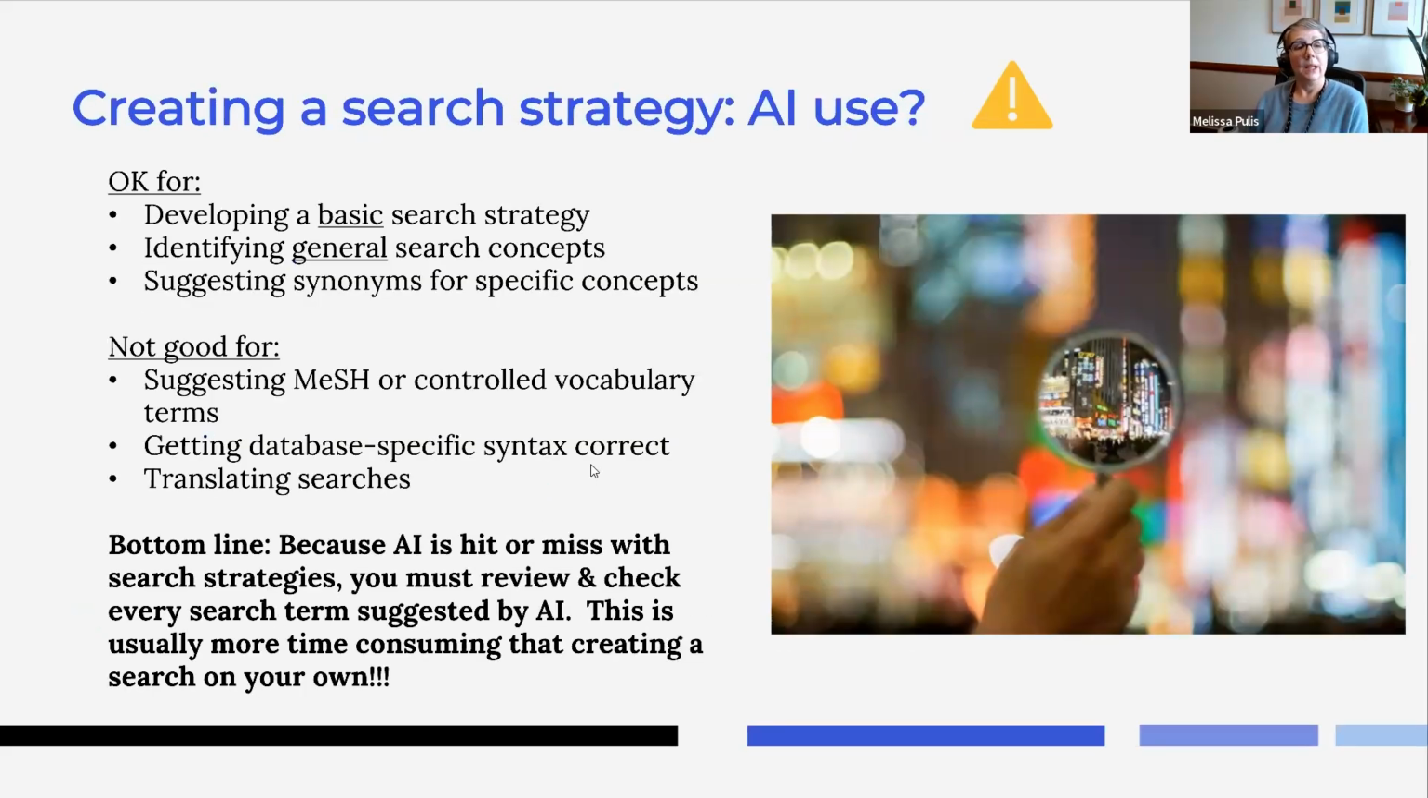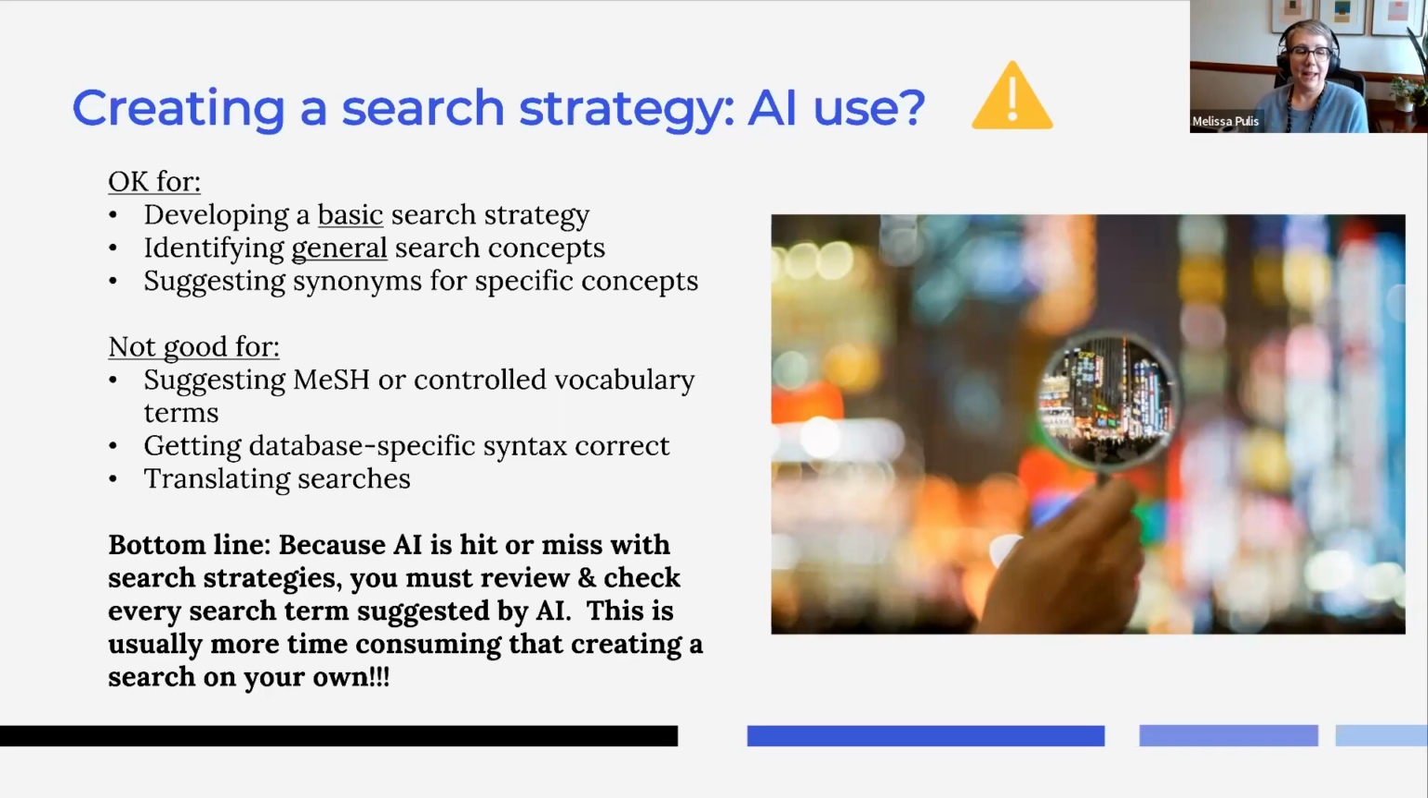So the next step is creating a search strategy with AI. And in this one, it's a mixed bag. And I'm going to say with caution for this one. Using AI for this purpose is generally okay for developing a very basic search strategy with only 1 or 2 concepts or just a few keywords. It's generally pretty good at identifying general search concepts, meaning you may put your research question in there and ask AI to identify the main search concepts. It's also pretty good at suggesting synonyms for concepts.